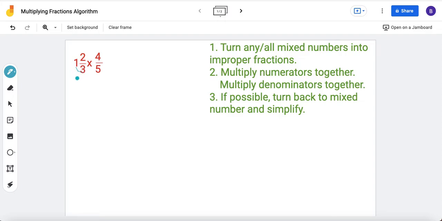So remember, we take our denominator and multiply it by our whole number. And then we are going to add the product to our numerator. So 3 times 1 is 3. 3 plus 2 is 5. So 1 2/3 is an improper fraction of 5/3 because our denominator stays the same.